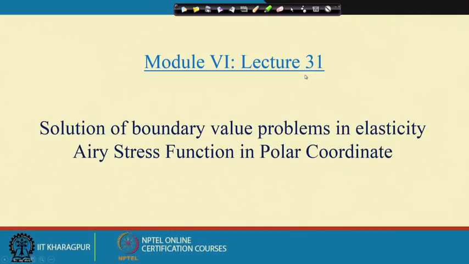This is the fifth class of this week. In the last class, we demonstrated how Airy stress function can be used to solve elasticity problems in Cartesian coordinate system. We will be doing a similar exercise, but in polar coordinate system. We will just write down the equations in polar coordinate system today, and in the next class we will demonstrate those equations through a few examples. So today, Airy stress function in polar coordinate system.